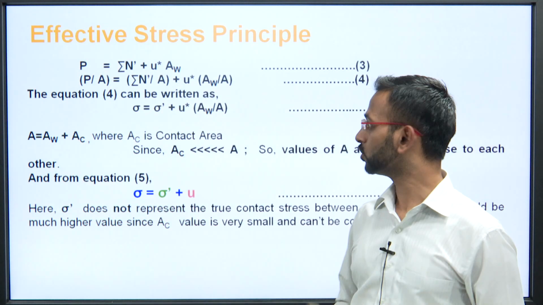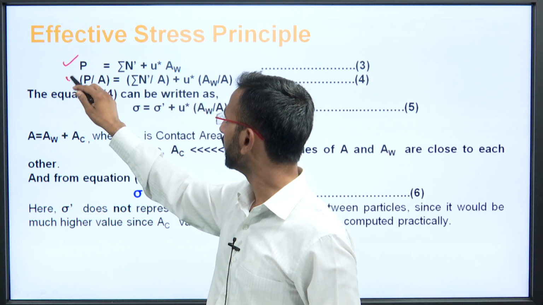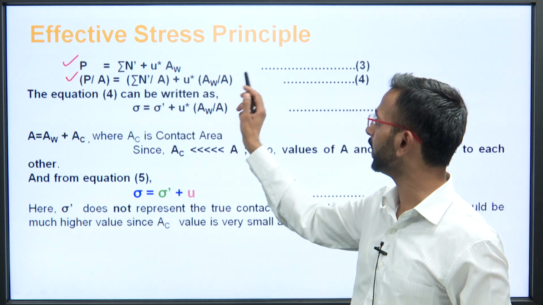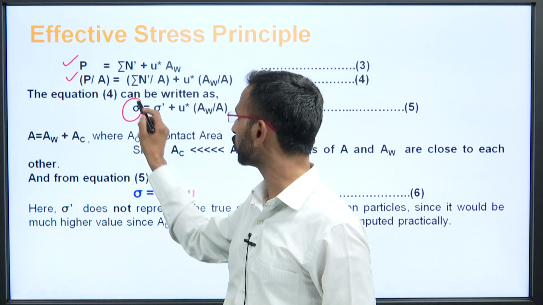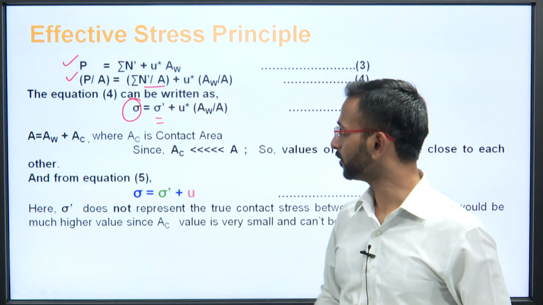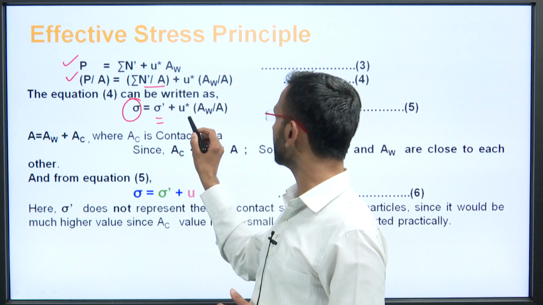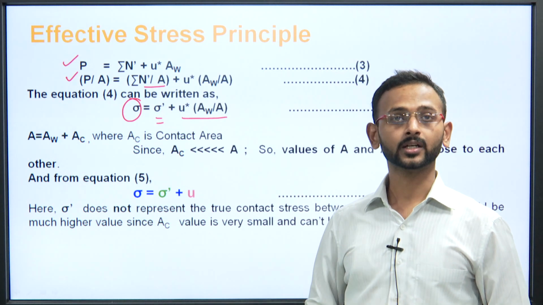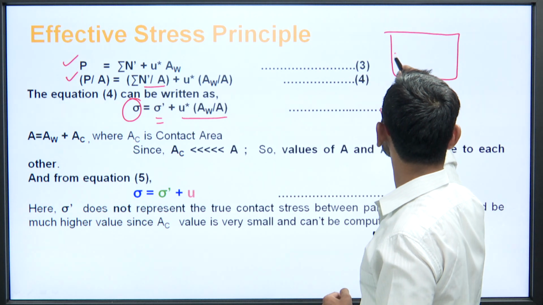So, P is equal to sigma N dash plus U Aw, as we have already studied in the previous slide, and then P by A is equal to sigma N dash by A plus U into Aw by A. So, you already know P by A is nothing but the total stress, and sigma N dash by A is what? Sigma dash, that is the effective stress value, and we keep it as it is here. Now, understand one thing, that when we talk about this, see here this soil.